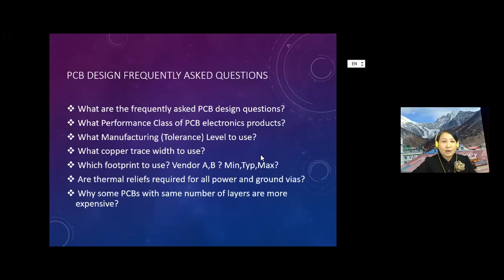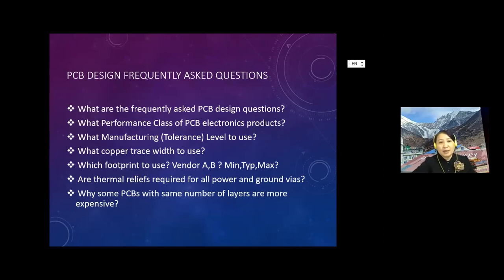Okay, so next is just to continue to look at some of the PCB design frequently asked questions, like what is the performance class, what manufacturing tolerance level is being used. This has to relate to level ABC, so we're going to discuss that in the case studies. And also, what kind of copper trace width do you use?